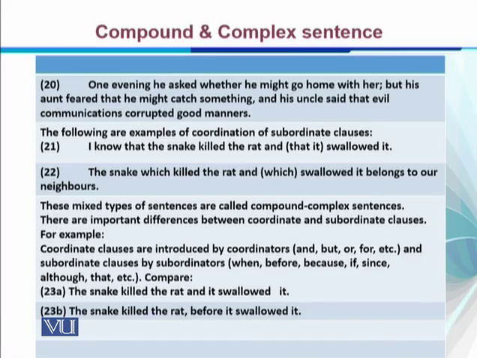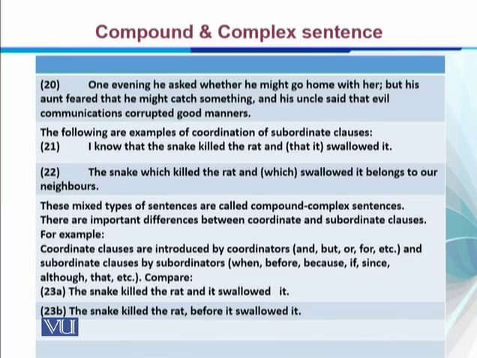And sometimes the main clauses are joined either by a coordinator like but, or by a semicolon, right? So these mixed types of sentences are called compound-complex sentences because they have two independent clauses and one or more dependent clauses. So such a type of sentence is called a compound-complex sentence.